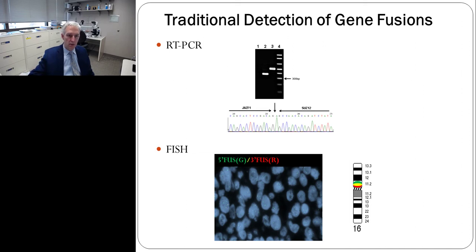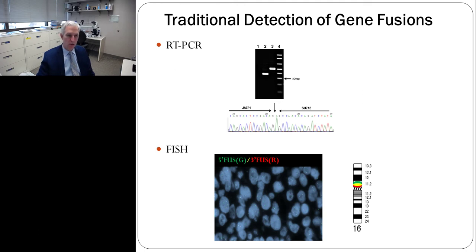So in this case, what they were looking for was a JAZF1-SUZ12 fusion, and so they did their PCR reaction with these primers, and they found a fusion, which they could demonstrate on an agarose gel here, and then they sequenced it and it fits. So this is how it works with RT-PCR. The difficulty with RT-PCR is you have to know the two different partners generally to make it work. FISH has the advantage of not having to know both partners. All you have to know is one partner.